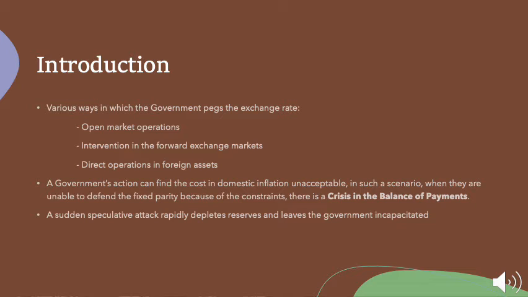A standard crisis could occur when a country has a pegged exchange rate through foreign exchange markets, and before they exhaust their foreign reserves, there is a sudden speculative attack that eliminates the last of the reserves quickly. Then the government is left with no way to control the exchange rate, hence leading to the said crisis.